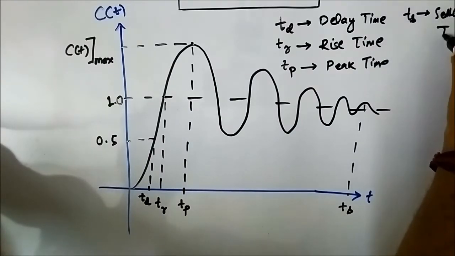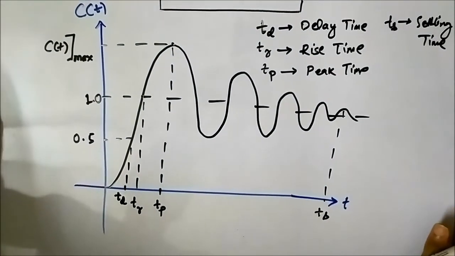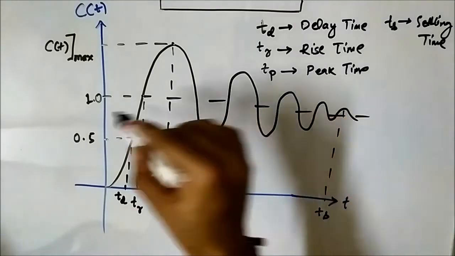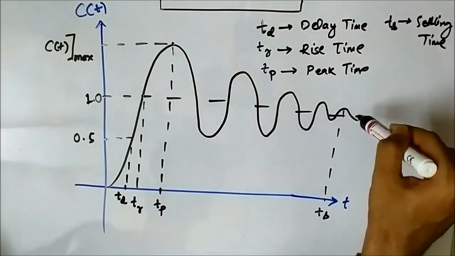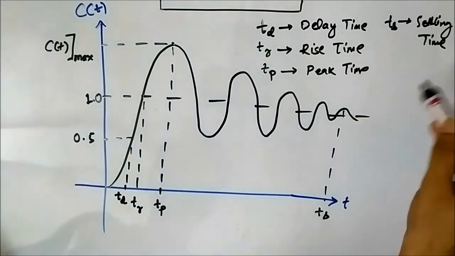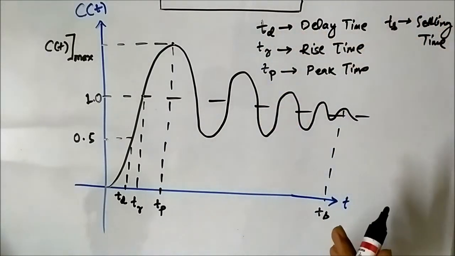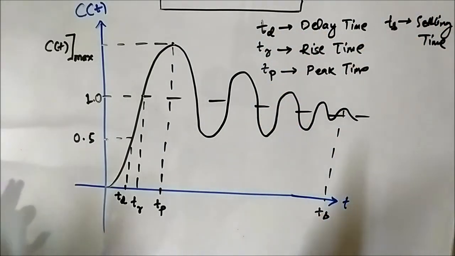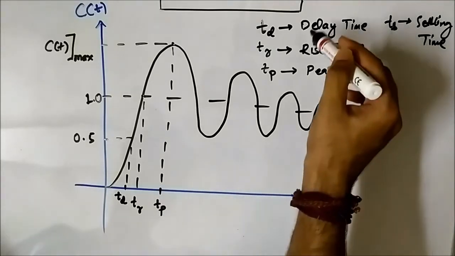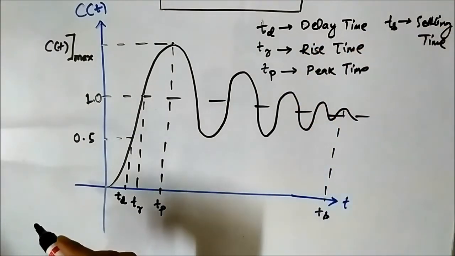The settling time is where the output reaches and stays within the range of the steady state value. So that is called the settling time. These are the 4 things that we'll discuss in a separate video, and we'll find out the mathematical expressions for each of these terms.